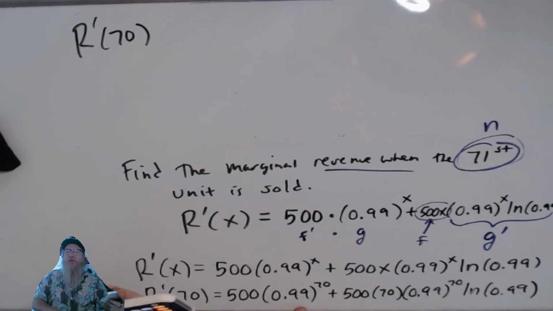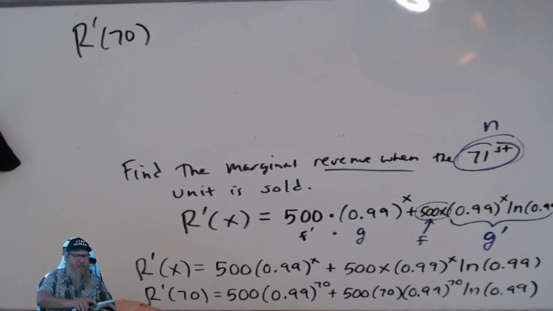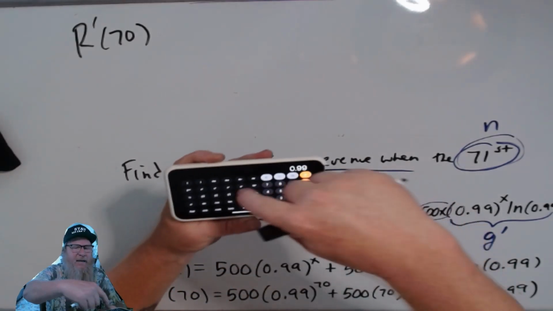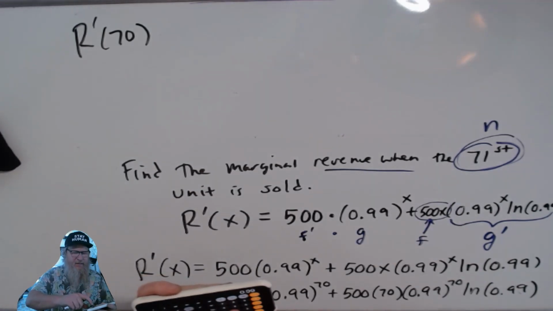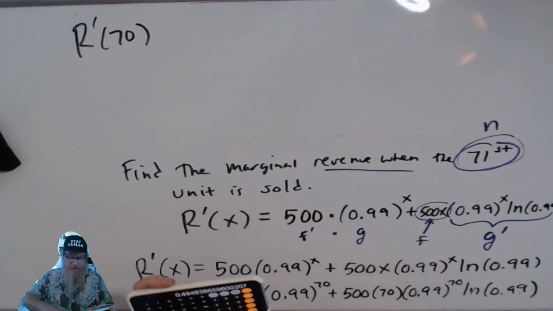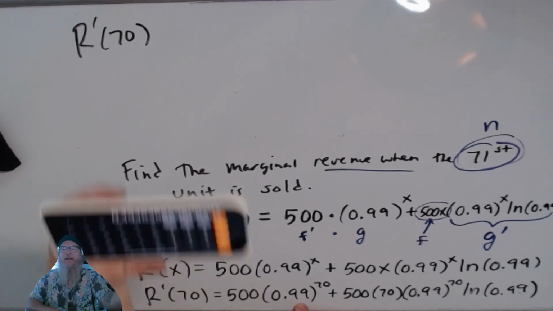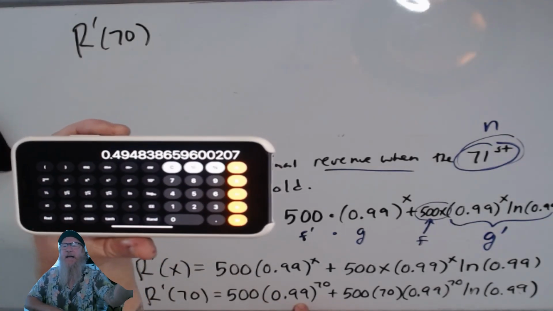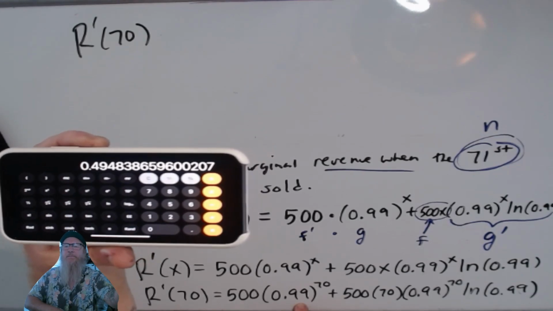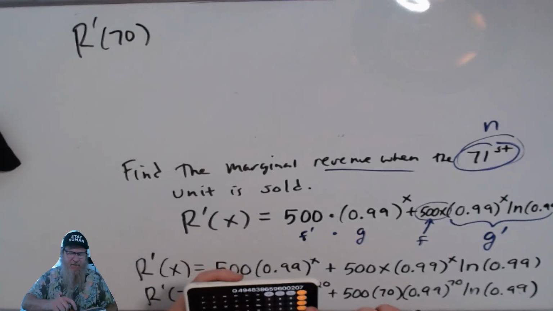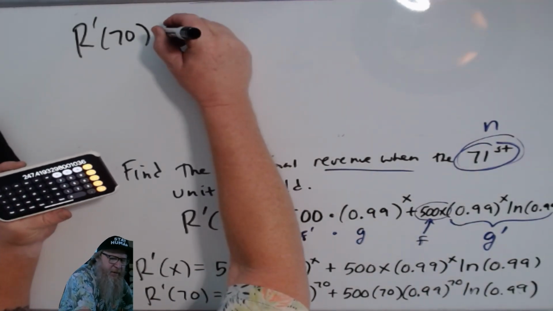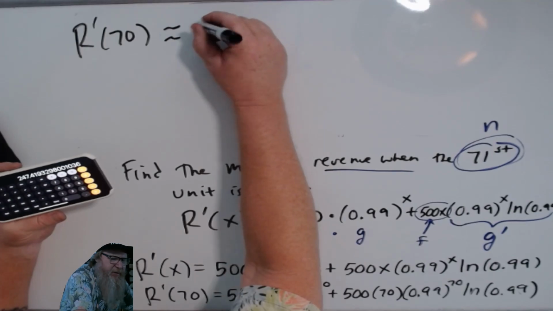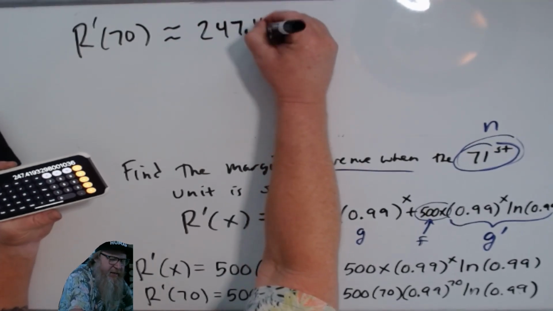Let's just do this first term. Do the exponential first, so 0.99. You're going to do the y to the x button, and then to the 70th power. So that gives me 0.99 raised to the 70th power. Then multiply it by 500 and go ahead and write that down. We are approximating, we will round to the nearest penny.